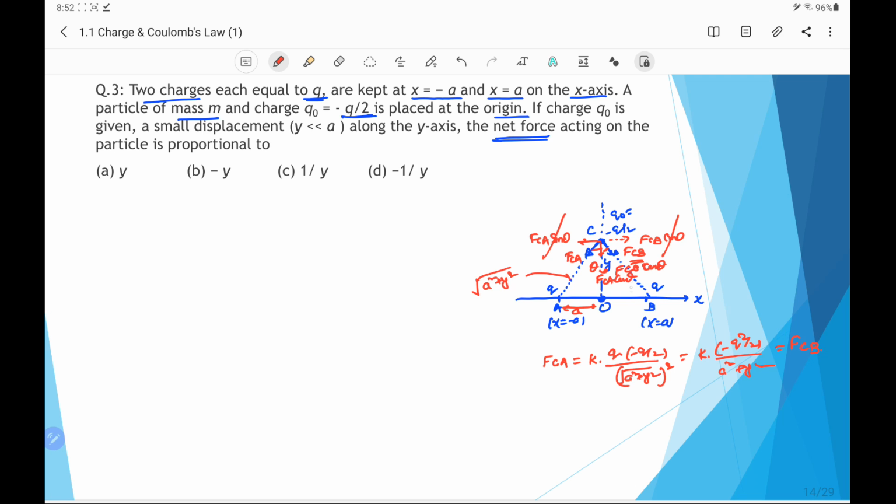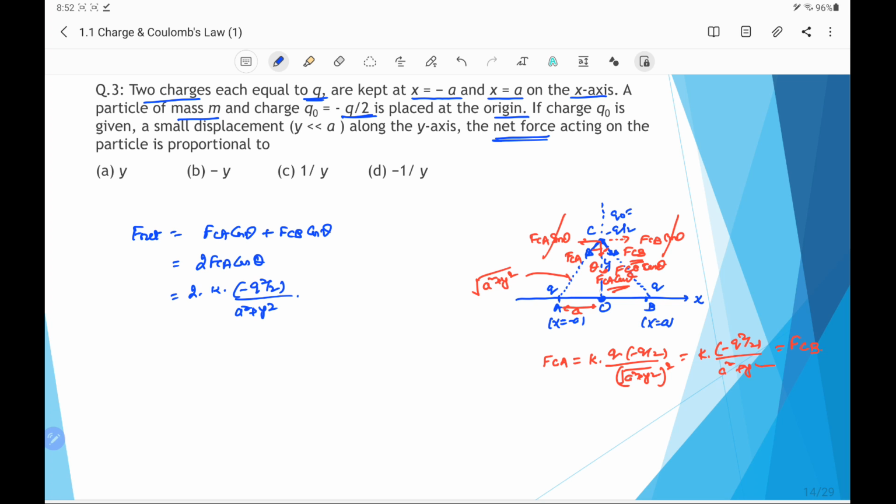Hence, we can say this FCA sin theta will get cancelled by FCB sin theta, and only the component which contributes towards the total force will be the cos component. Hence, we can write F net will be equal to FCA cos theta plus FCB cos theta, or 2 FCA cos theta because FCA equals FCB. Now putting the value, it will be K into minus q square by 2 by a square plus y square, and then cos theta.